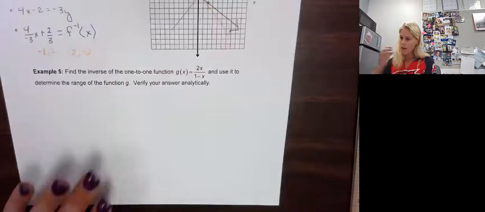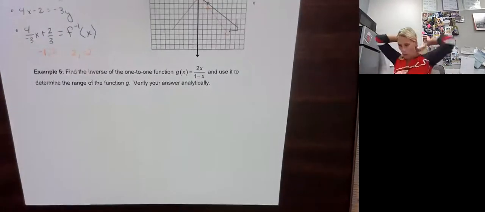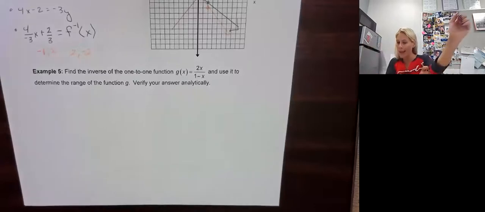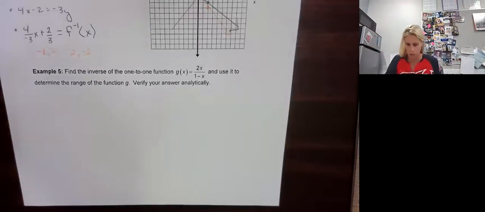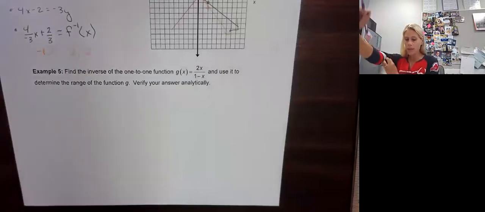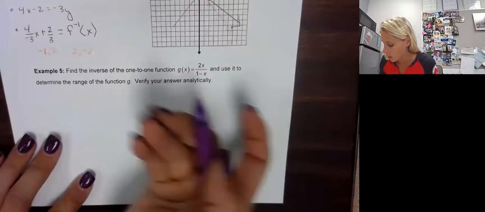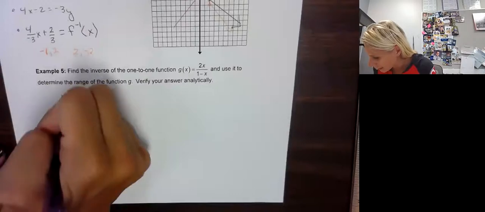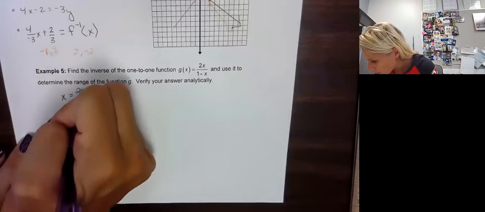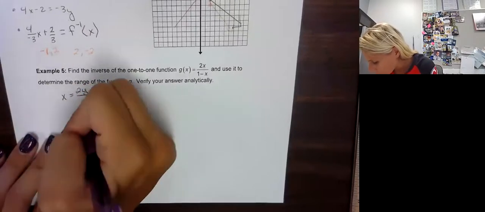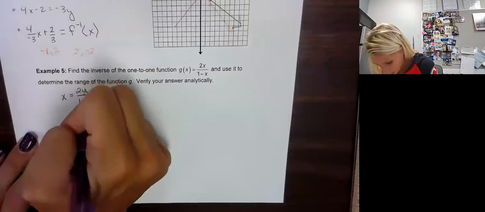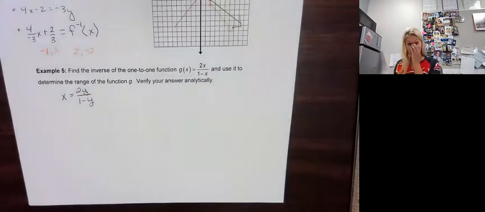Okay. Find the inverse of a 1 to 1 function and use it to determine the range of the function. Oof, range of the function. Here we go. So first thing I'm going to do is switch my x and y. We know this is y, so I'm going to switch that. So it's x equals 2y all over 1 minus y.